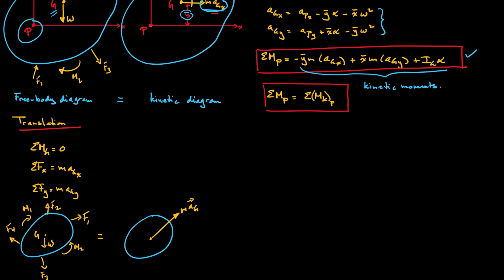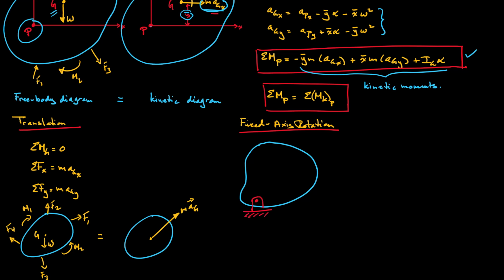So what about fixed axis rotation? Let's have a look at this special case here. Fixed axis rotation. So let's consider a random body, and it is connected at this point here to, let's call this a pin joint or something like that. Okay. And we'll call this point O. Right, so this is the point about which the entire body is rotating.